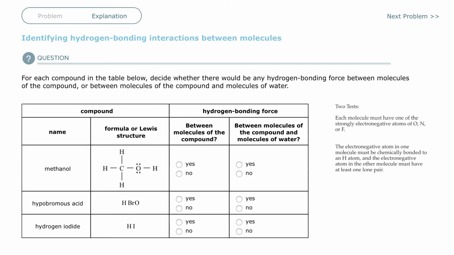A hydrogen bond is a very special kind of intermolecular interaction, where a hydrogen is being attracted to either an oxygen, nitrogen, or fluorine. Oxygen, nitrogen, and fluorine are very electronegative. Remember, they pull on the electron more than other atoms do, so very, very strong pull for an electron. And then you have an electronegative atom attached to a hydrogen.